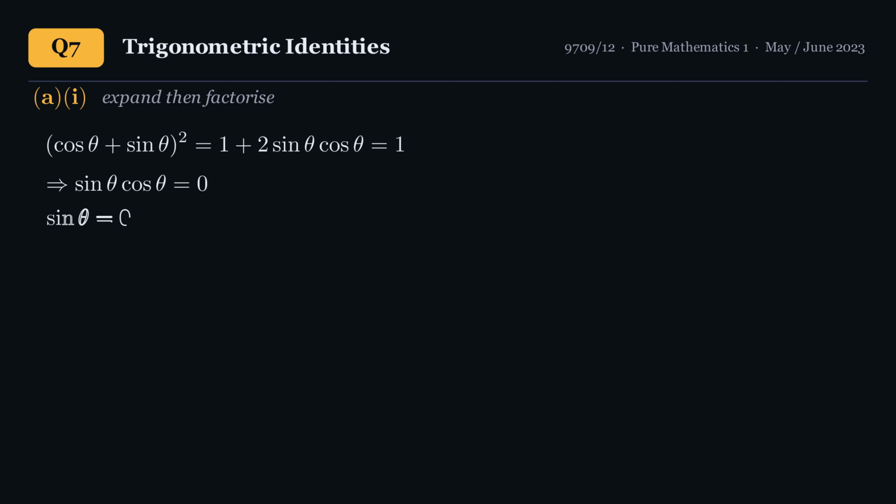Sin t equals 0 gives t equals 0 or pi. Cos t equals 0 gives t equals pi over 2. All solutions, 0, pi over 2, and pi.